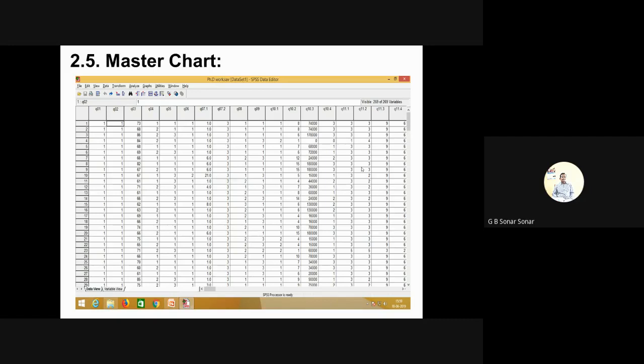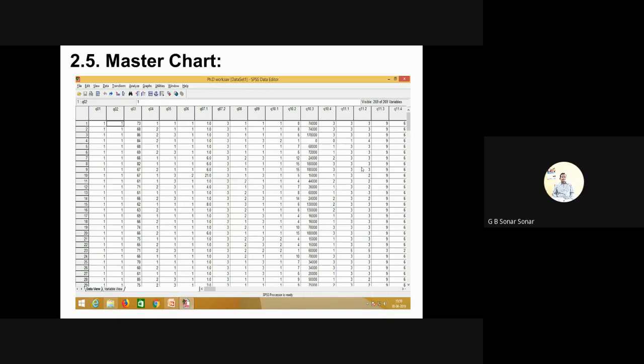And then you can see the first column, 1 is respondent number 1. What answer respondent number 1 has given to question 01 is given in the coded form. What he has answered to question 02 is given in the quantified form. Like that, master chart is the chart which will have answers given by all the respondents to all the questions in the quantitative form at one place. Therefore, it is called master chart.